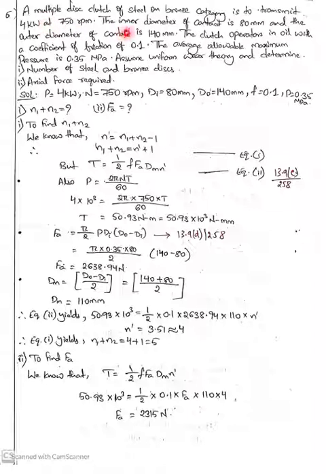A multiple disc clutch of steel on bronze is to transmit 4 kilowatt at 750 rpm. He has given the power and rpm, and the inner diameter of the contact is 80 mm and the outer diameter of the contact is 140 mm. So he has given the D0 and Di. The clutch operates in oil with a coefficient of friction 0.1. The average allowable maximum pressure is 0.35. Assume uniform wear theory and determine the number of steel and bronze discs and the axial force required.